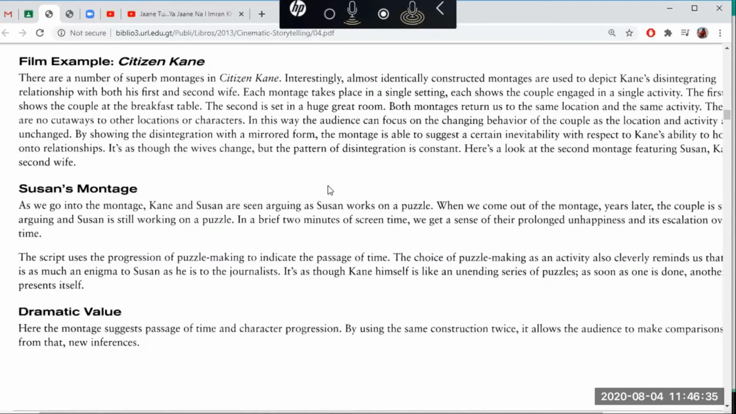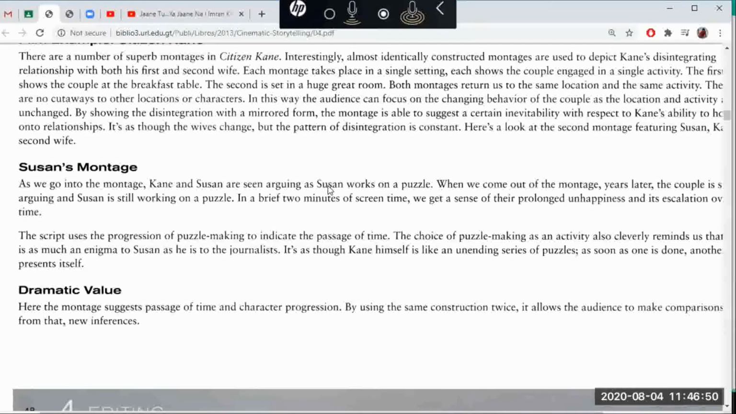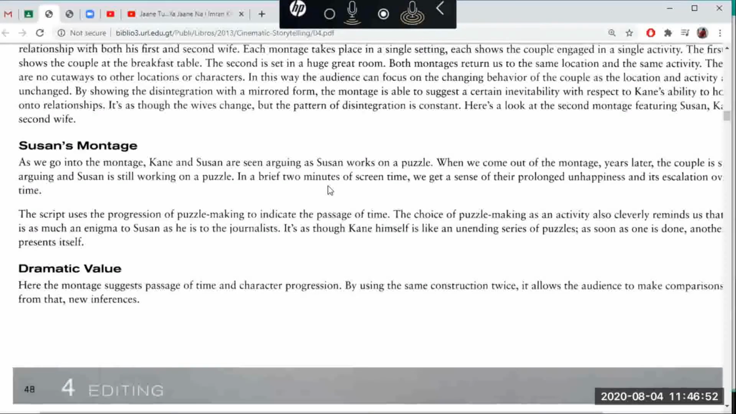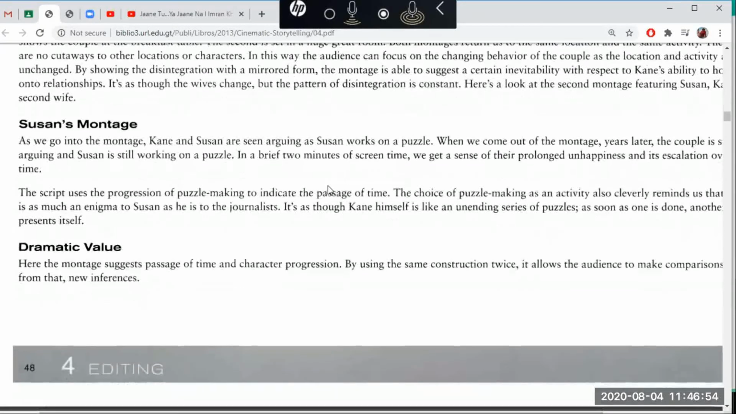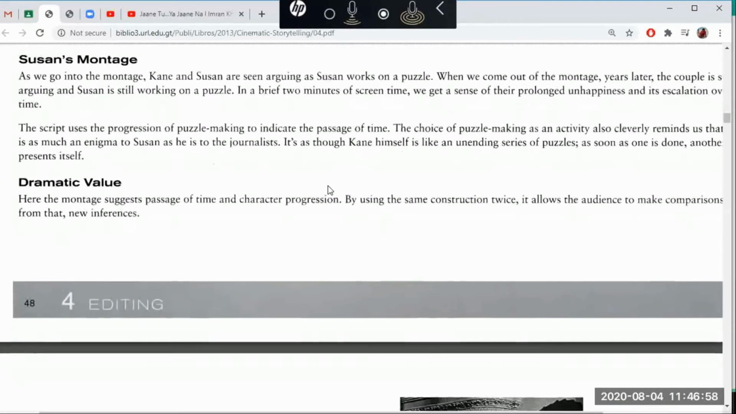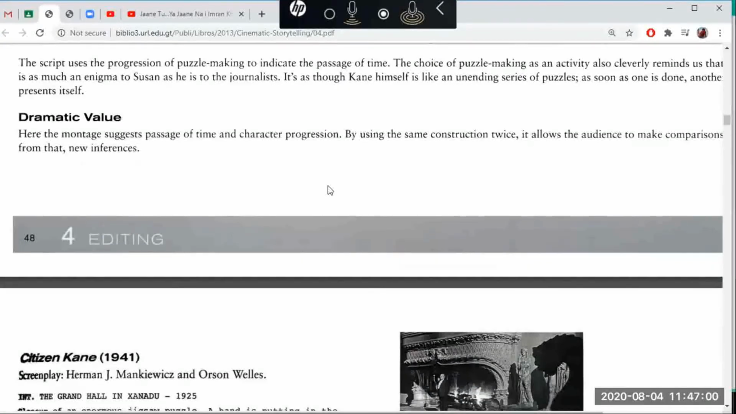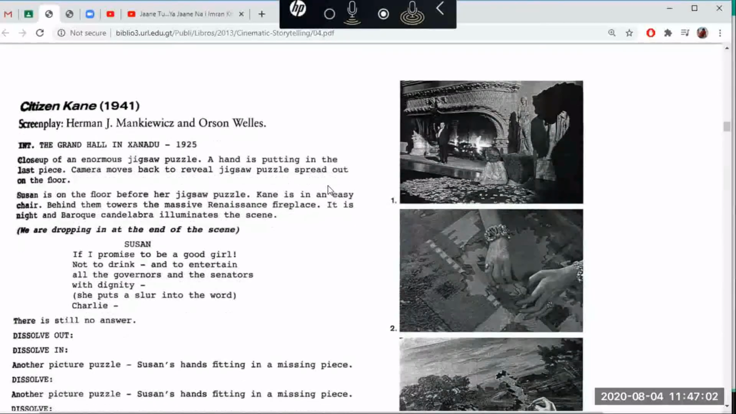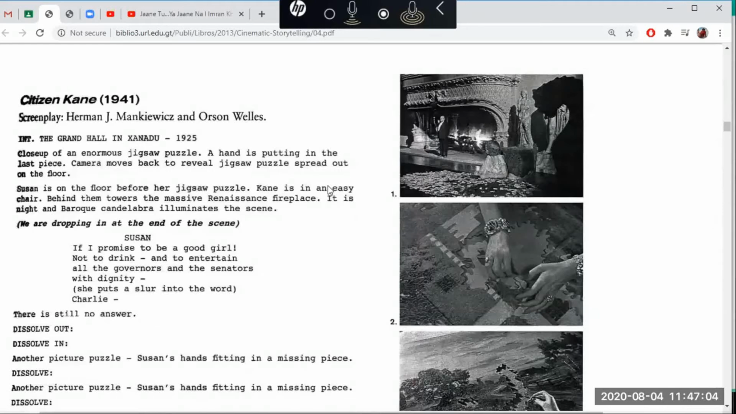And with the passage of time, the choice of puzzle making is an activity that cleverly reminds us that he is as much an enigma to Susan as he is to the journalist. Because Citizen Kane is about somebody who owns the media industry, so you can actually see that this film is historic in many senses. And these were the scenes.